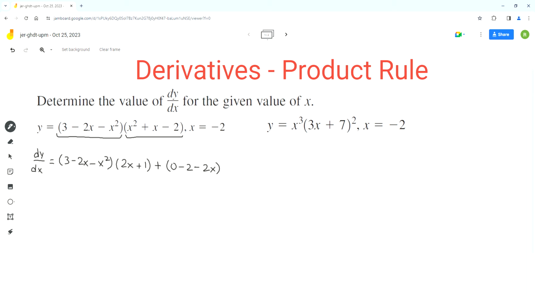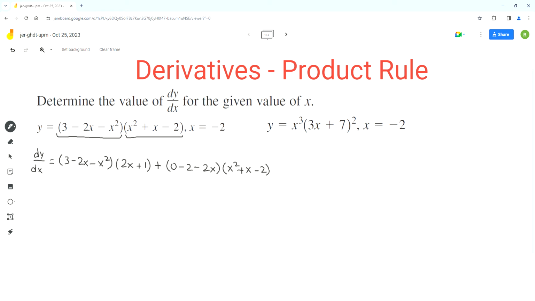Now we know that the derivative of a constant is equal to 0. So that's why the derivative of 3 is 0, and that's why the derivative of negative 2 is 0. Times the second function, x squared plus x minus 2. So this is the step we get from the product rule.